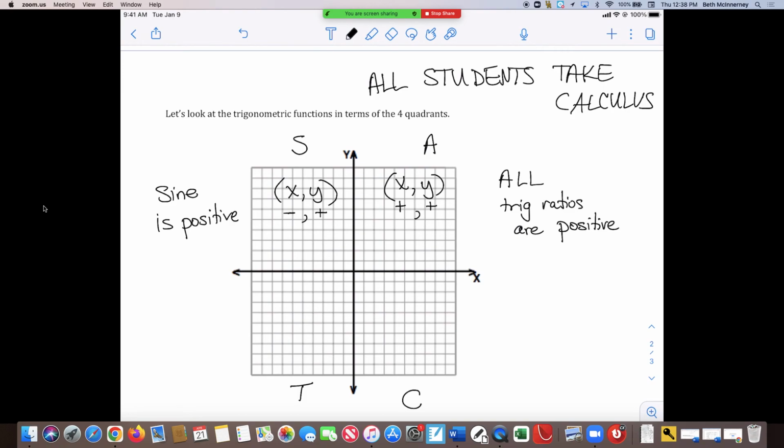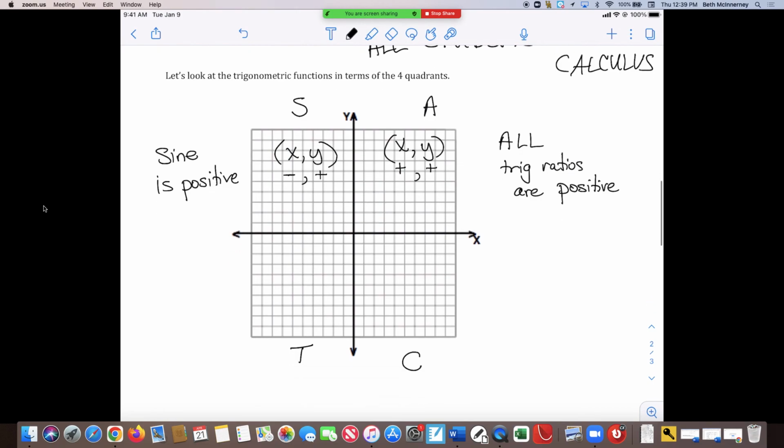Because remember from SOH, it'll be opposite. Opposite will be the up. So the sine is positive. So that's what the S stands for. Down here in the third quadrant, x and y are both negative. And so what that stands for is tangent is positive in the third quadrant, but that means sine and cosine are negative.